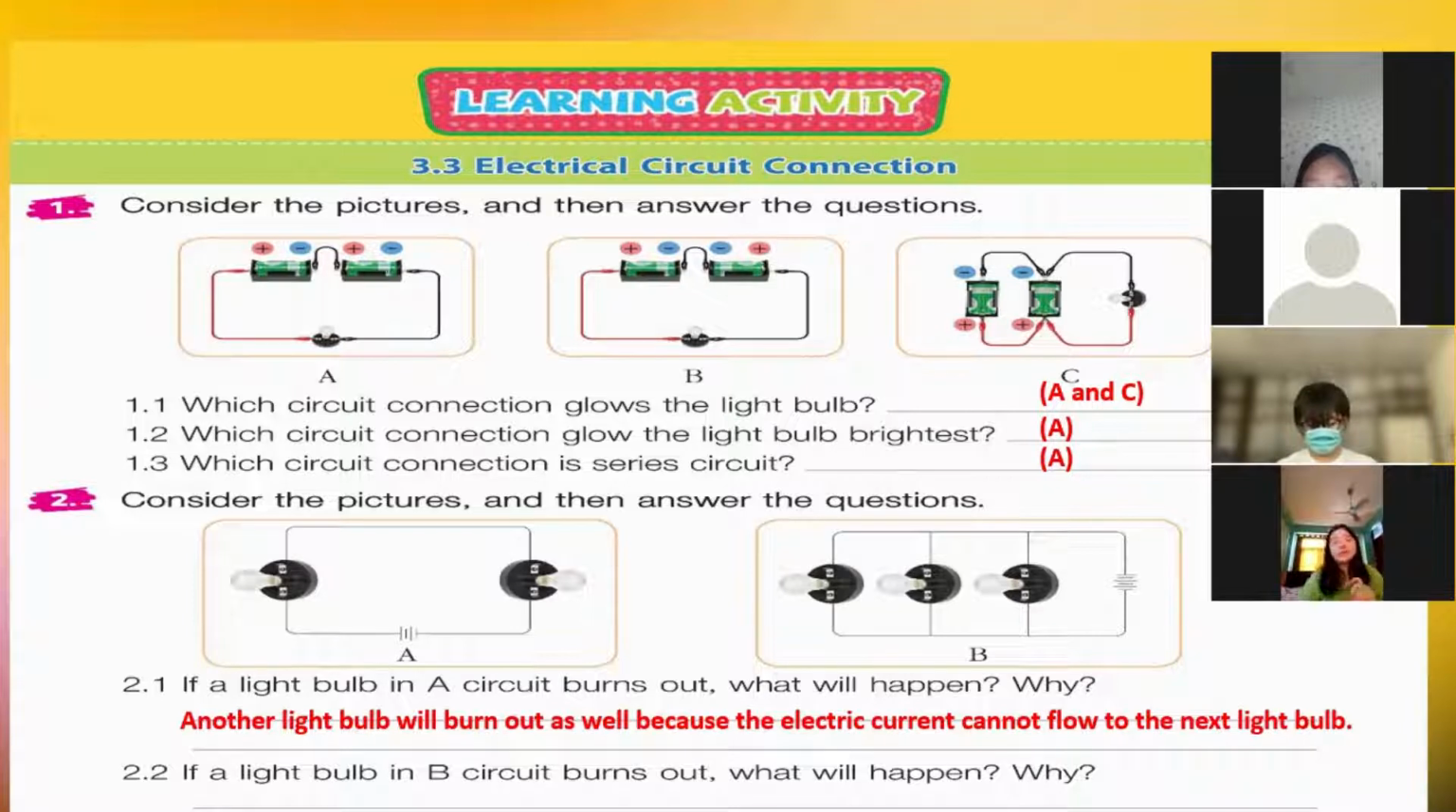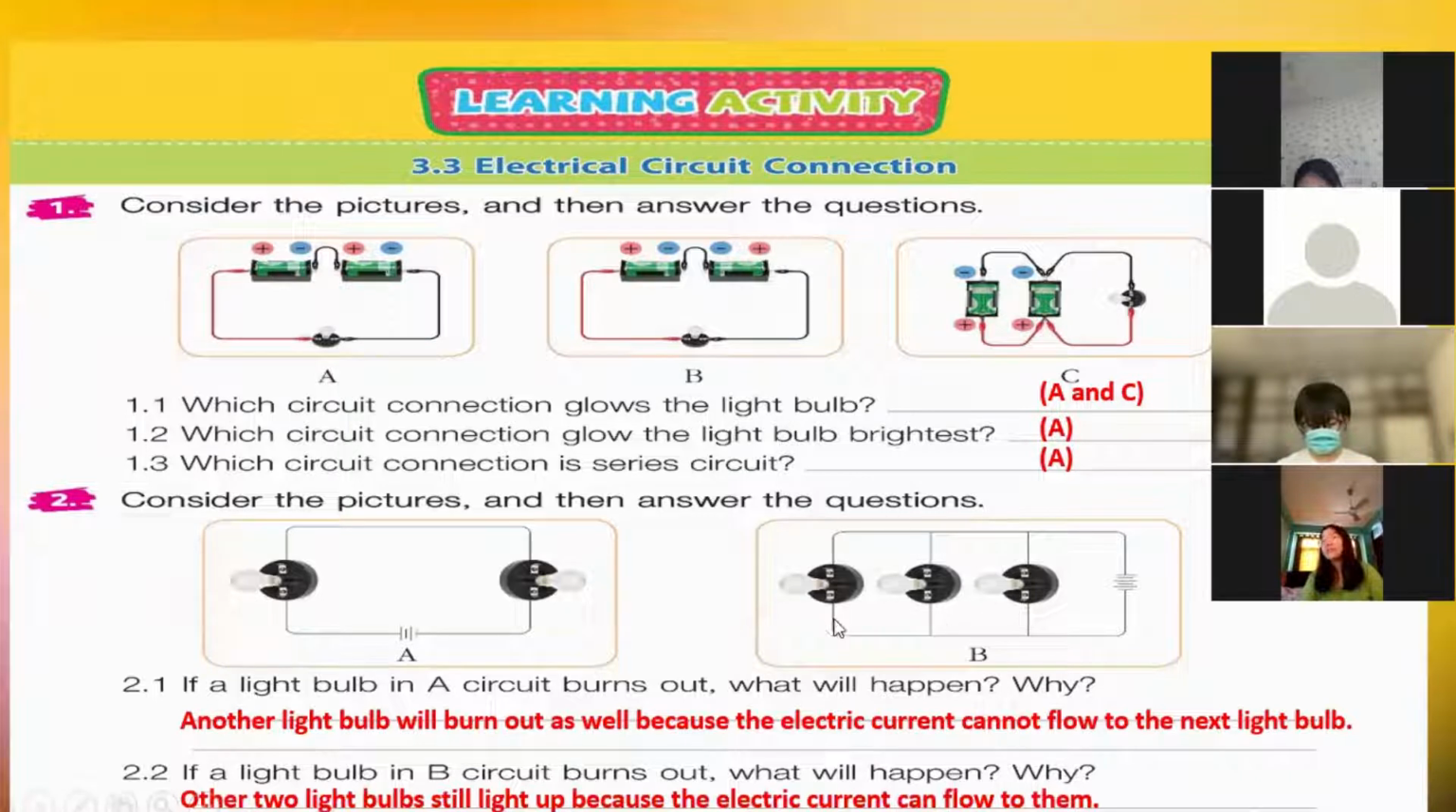Exactly, that is a correct answer. If a single bulb burns out, the rest of the bulbs will still be working. Why? Because the other two light bulbs still light up, because the electric current can flow to them. Here you can see, for example, if a single light burns out, the other two will still work, because we have more than one pathway where the electric current flows.